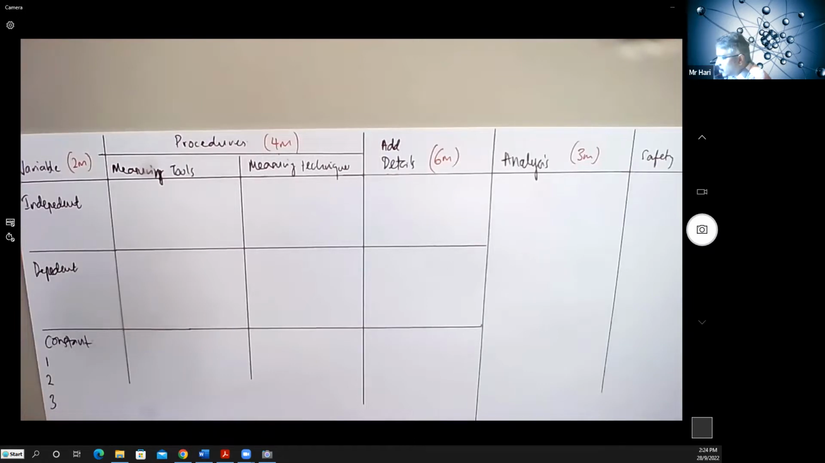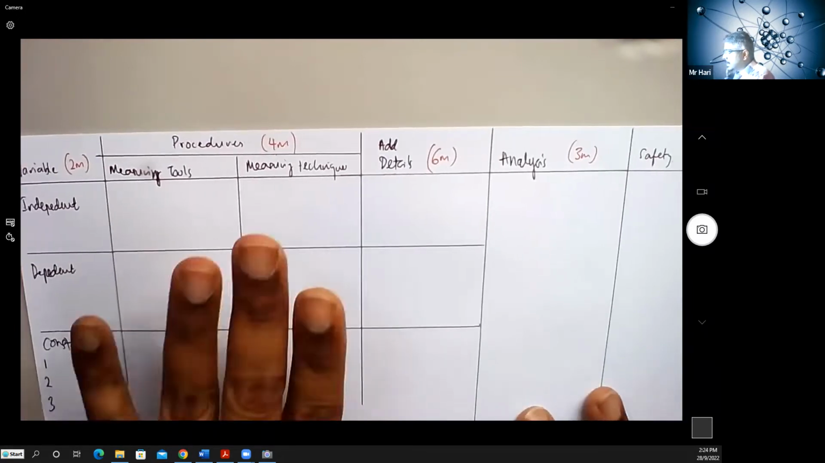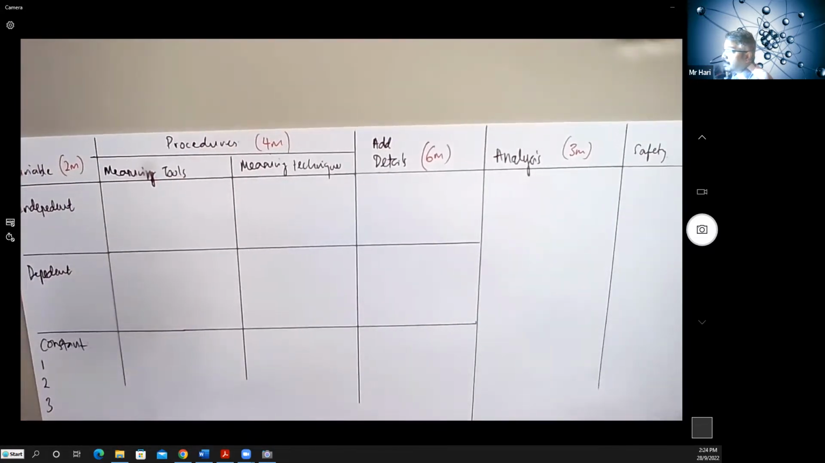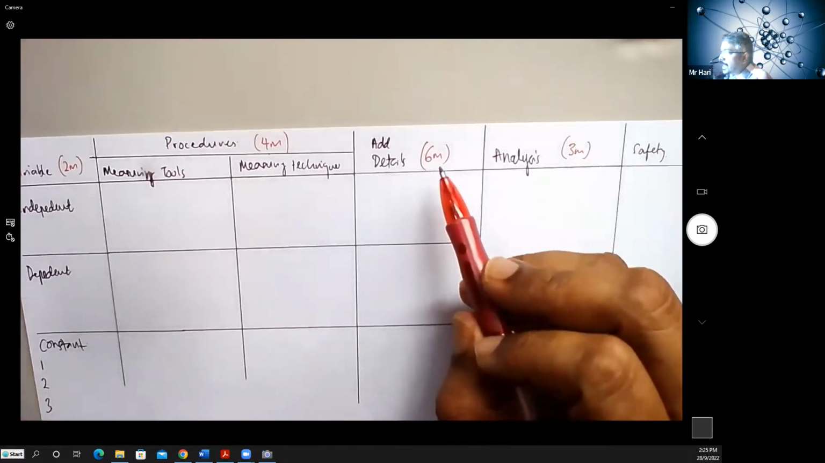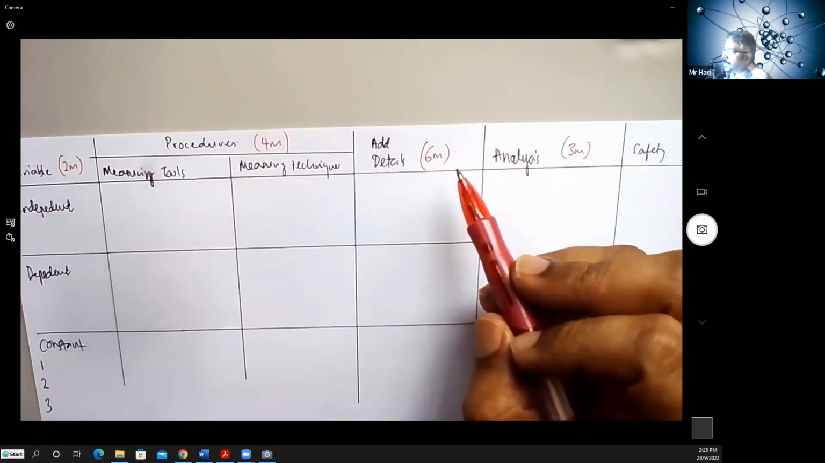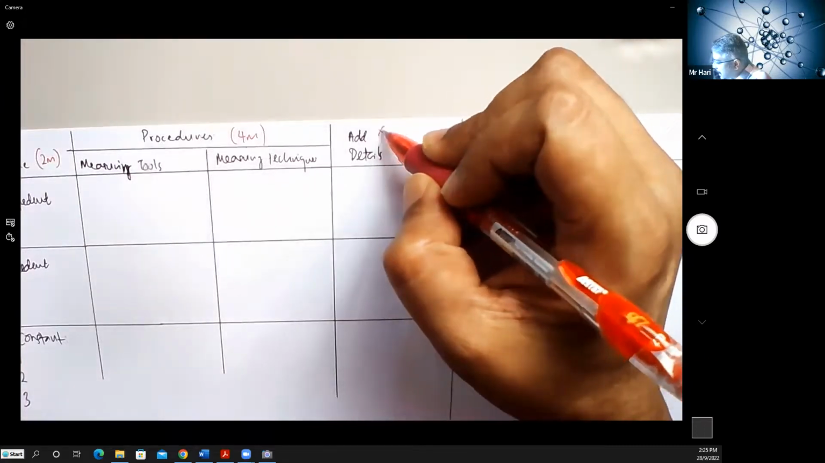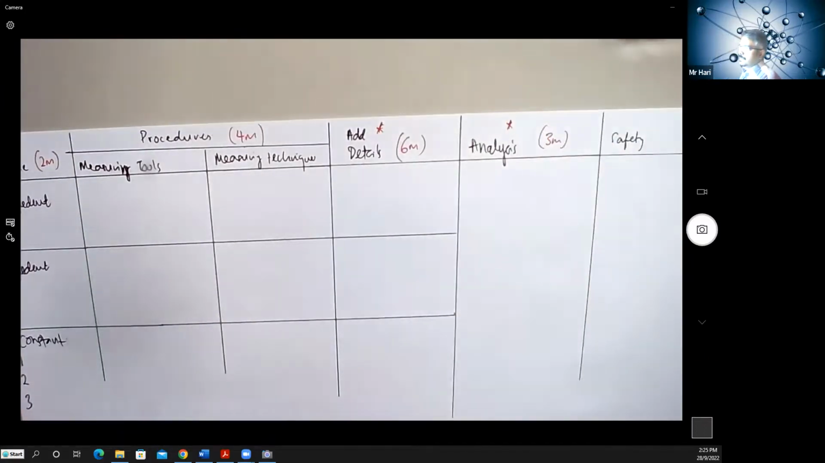Okay, most of the time students only concentrate on variable, procedure, diagram. They want to get the diagram as best they can. You're just drawing a diagram, you're not drawing a portrait of yourself. The diagram only carries 1 mark, so that can wait. Most of the time, they don't seem to pay attention to additional detail and analysis.